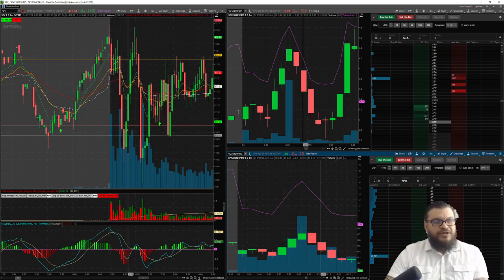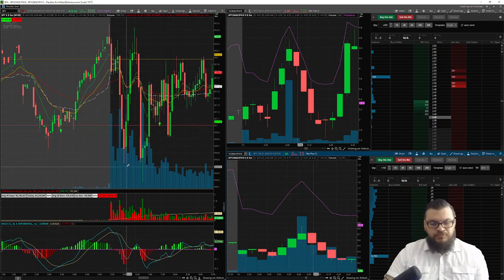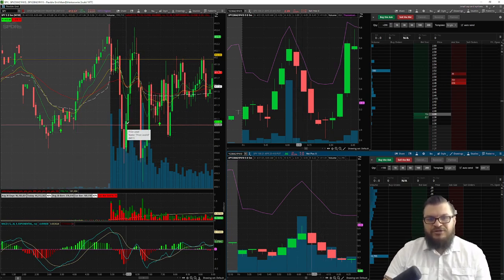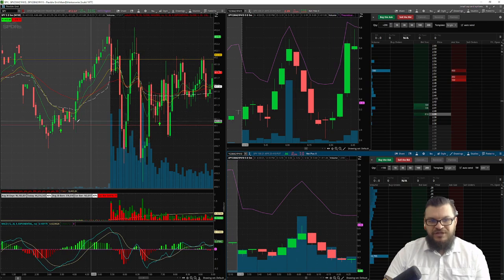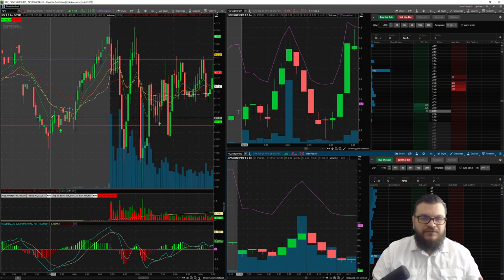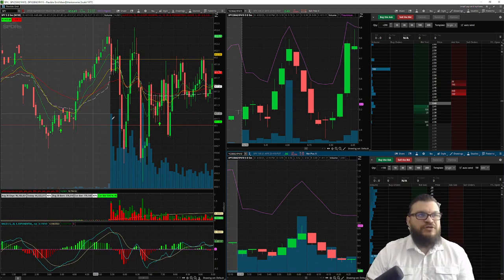Now we break that 411 and continue down for a little bit, then it comes back up, and look at where that candle closes, right above that 411 again, which is support during this pre-market, and we saw on Thursday it was support there as well. So again, levels are important. You have to draw your levels in.